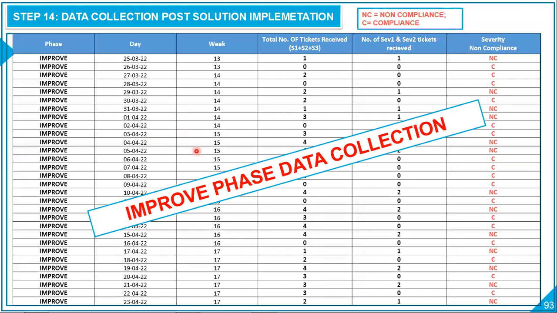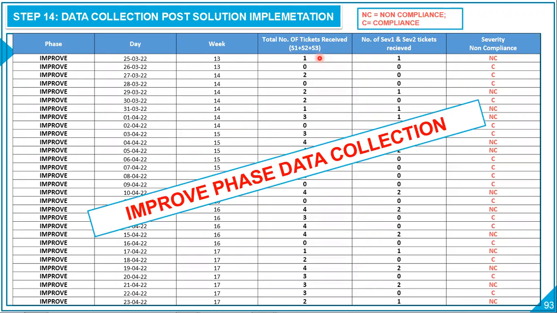So after 7 days of sensitization, for the next 30 days, the team collected improve phase data. So this is the improve phase data collection. You can see here the phase, day, week, and total number of tickets received, all 3 tickets: S1, S2, S3. S1 stands for high level of severity, S2 stands for mid level of severity, and S3 stands for low level of severity.